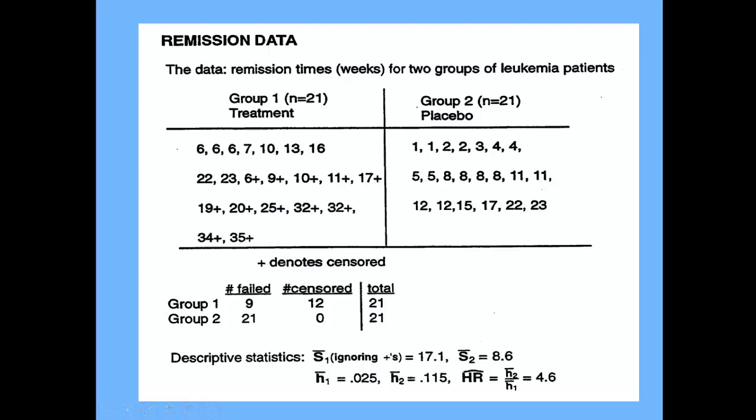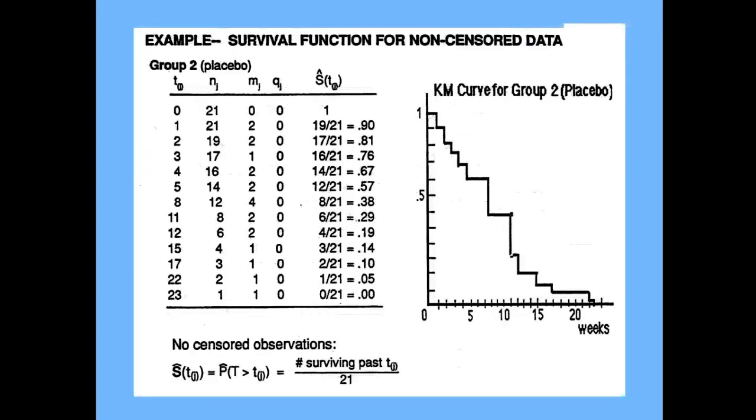Again, here's that data set we're looking at. At this point, I'm not looking at any other variable other than the exposure variable, and the exposure variable is treatment status. Are you in the treatment group or in the placebo group? So we're going to look at these two groups. Now, let's look at group 2, where everybody failed. How would we get the survivor curve for the data where everybody failed? Well, here's a picture of it, and here's a description of how it was done.